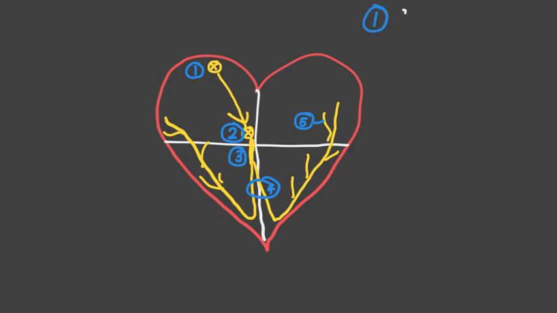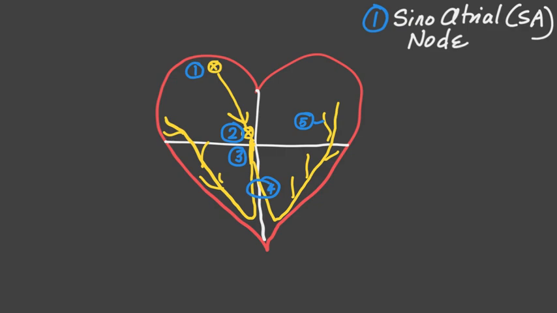Let's go over these again. So first we have the pacemaker, which is the sinoatrial node, otherwise known as the SA node for short. This is very important because if something is wrong with the SA node, then the entire heartbeat will be irregular.